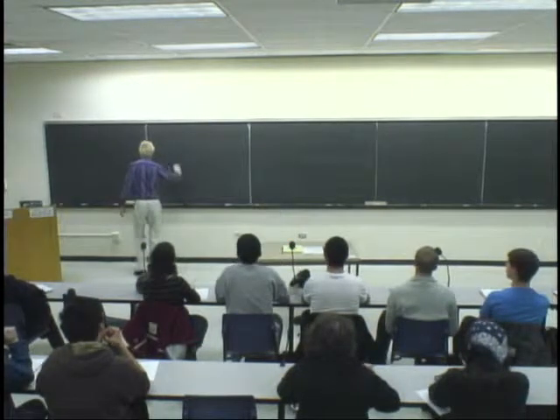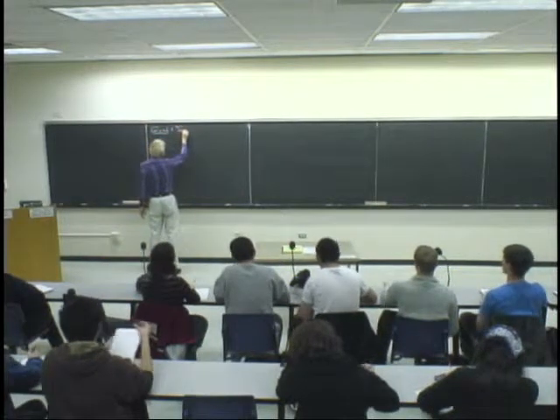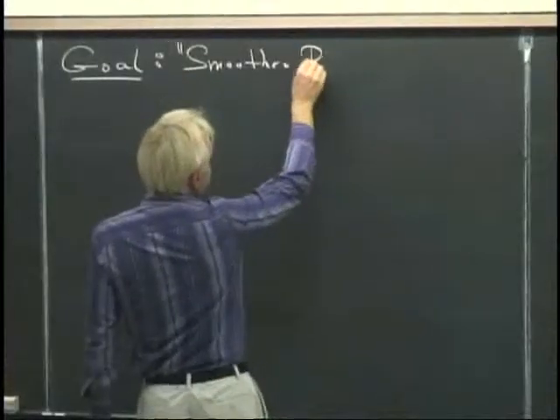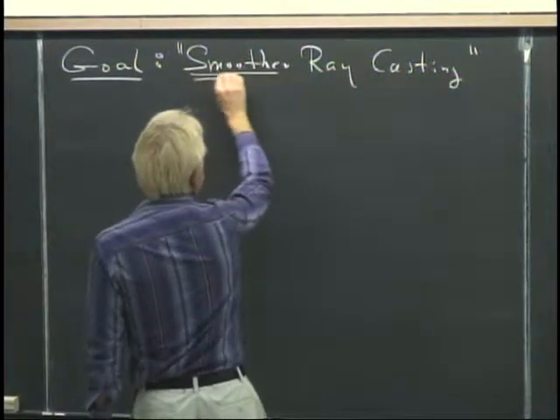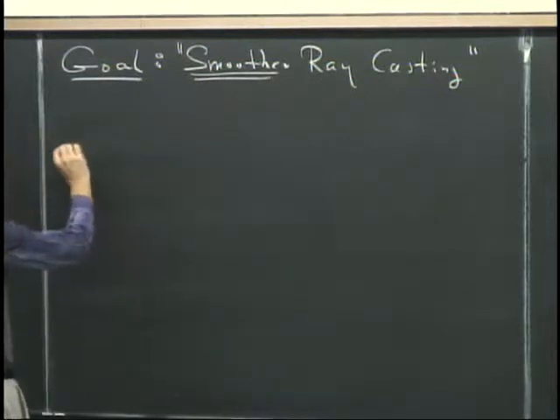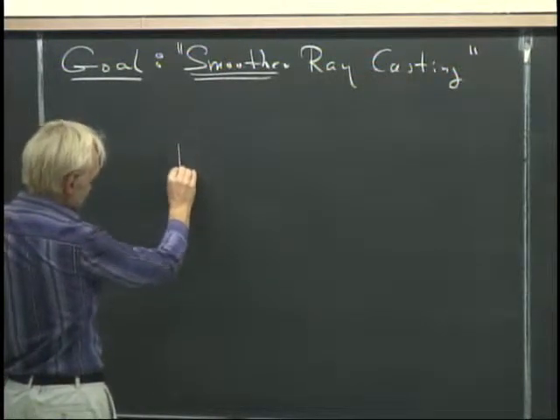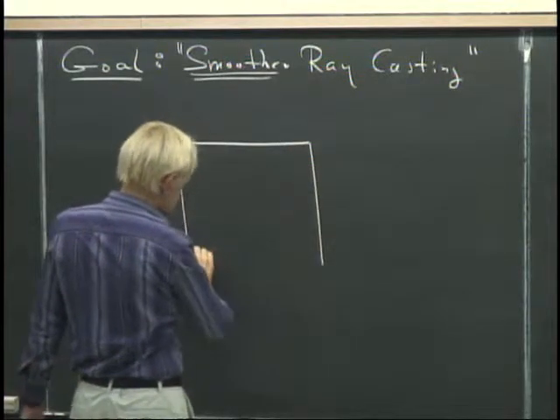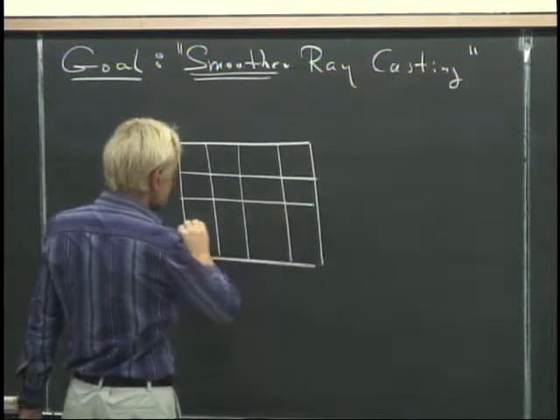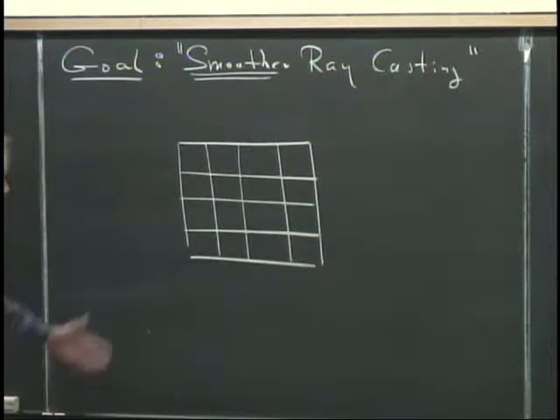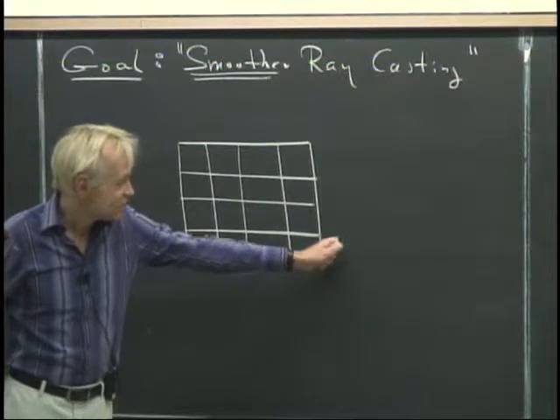All right, so what is the context? The context is raycasting. The goal is, I call it smoother raycasting. Emphasis on smoother. What is the basic operation? What is the scenario? The scenario is, in the simplest case, we have a nice Cartesian grid of sampled data, and that's all I ask you to do for the first assignment anyway, dealing with the simplest of grids, a grid like that, that is also numbered with integers, x equals 0, x equals 1, x equals m, y equals 0, 1, 2, n.